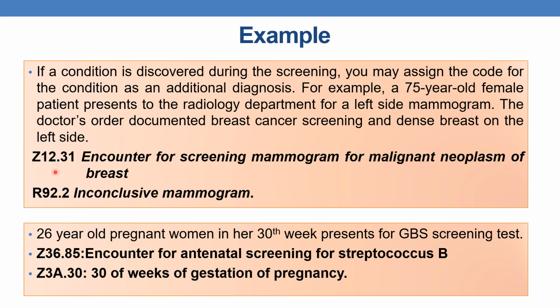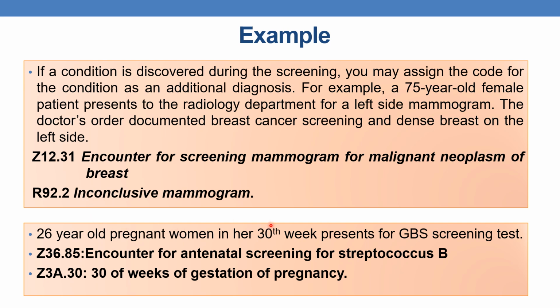So PDX would be Z12.31, encounter for screening mammogram for malignant neoplasm of breast. After that, in order to indicate dense breast, the code is R92.2, inconclusive mammogram. Under this you will find dense breast NOS also. So here the condition is given as SDX, not a PDX, because the condition is diagnosed or discovered during the screening. Let us see one more example.